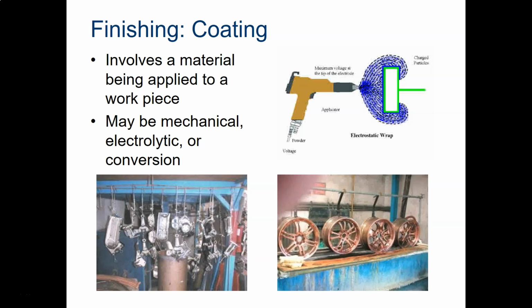Mechanical coatings, organic coatings, applied by brushing, spraying, dipping, and flowing include paints, varnishes and enamels, lacquers. Electrolytic coatings, also organic, applied by use of electrical energy could be things such as powder coating or electroplating. Conversion coatings, inorganic coatings, applied by chemical reaction include phosphate coating, chromate coating, oxide coating, and anodizing.